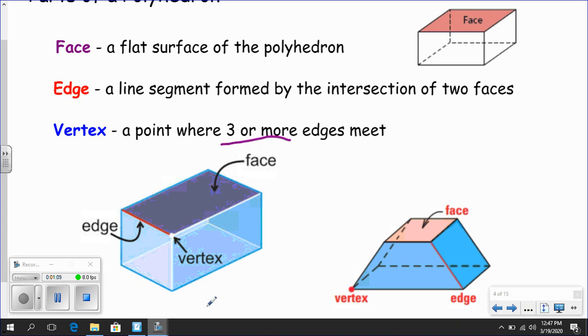Finally, vertex. A vertex is a point where three or more edges meet. So we have an example of a vertex here. It's the corner of the polyhedron.